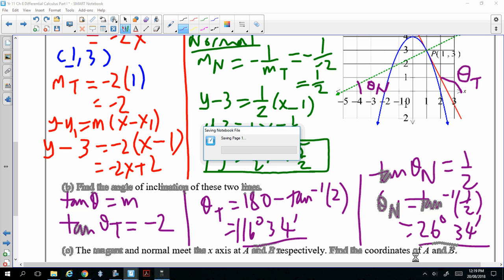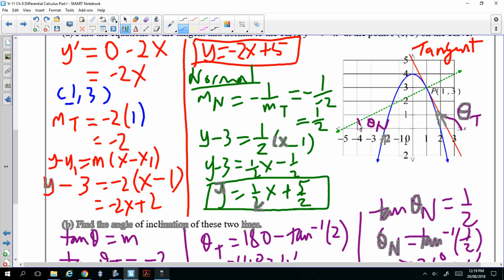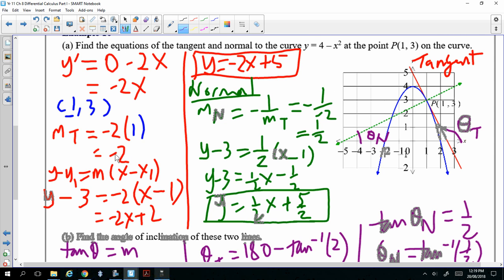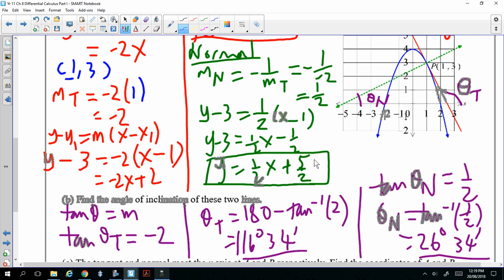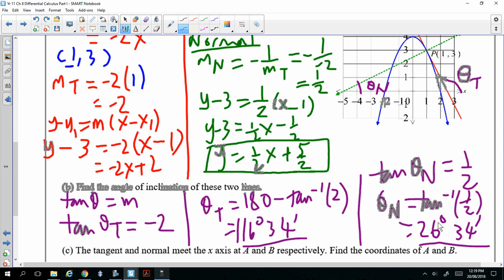Why is it half? Because the gradient of the green line is half. Because it's the negative reciprocal of the tangent's gradient, since they're perpendicular. So if the tangent has gradient -2, the normal will be half. Don't put negative because it's a related angle.